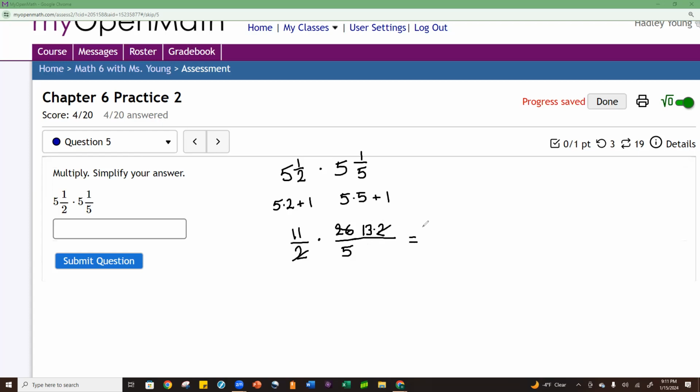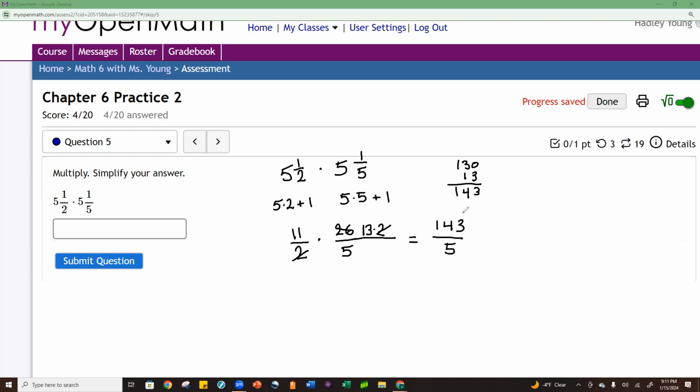So now my numerator is 11 times 13, which, if you're stuck on that, you can use a multiplication chart. Otherwise, what I do is 10 times 13, I get 130, and I add on another 13. That gets me 143. So I have 143 over 5.